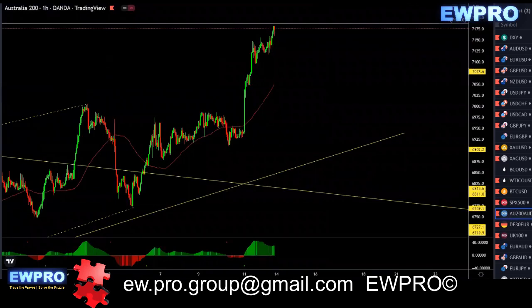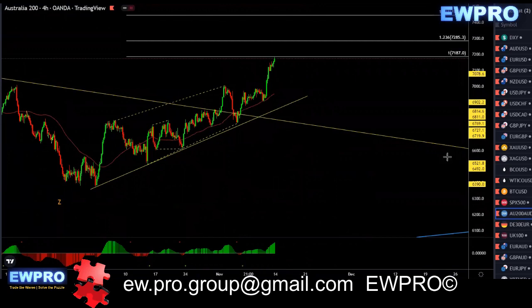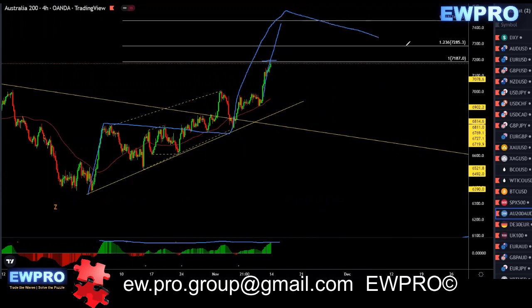AU 200 on the H4. Nothing's changed at this stage since last week. We were looking for this C up. It's actually got up to the 100 fib. We do have the bearish divergence at this stage, but if this does keep on going up, we may lose that bearish divergence and it turns motive for a WXY. And then we'll be looking for an X2 and then the Z up.